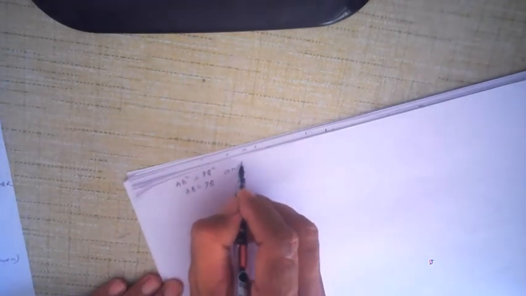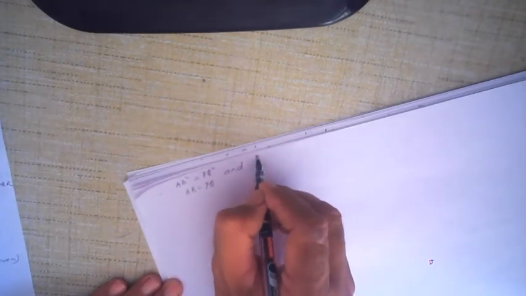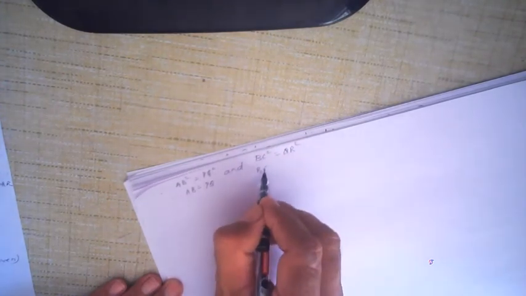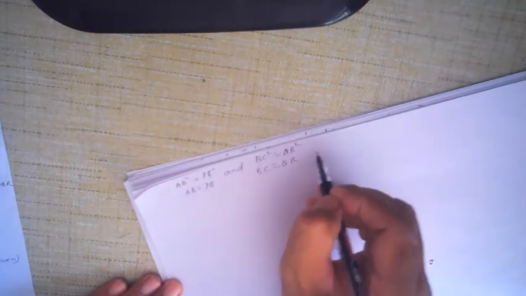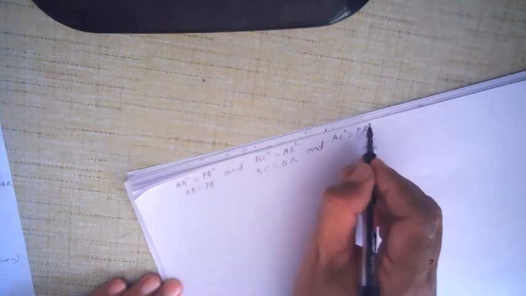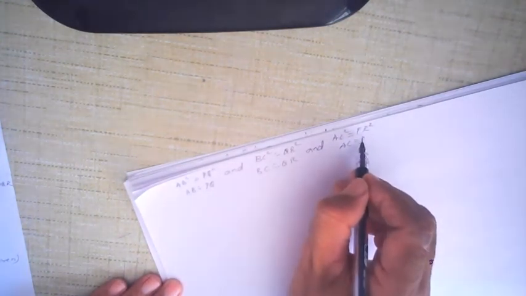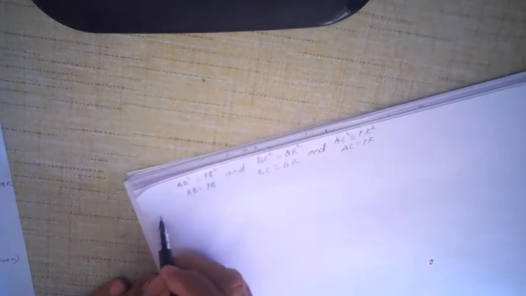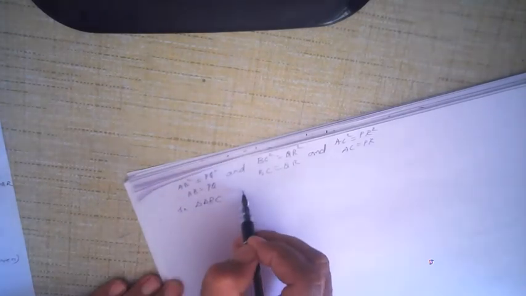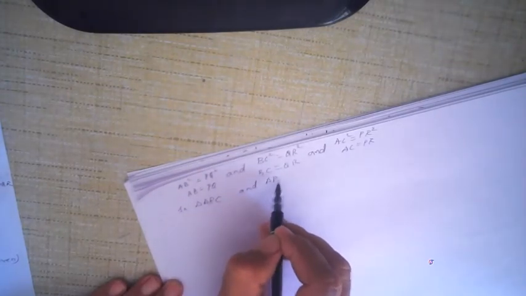So therefore AB is equal to PQ, and again BC square is equal to QR square. So BC is equal to QR. And third one, AC square is equal to PR square. So therefore AC is equal to PR. So therefore in triangle ABC and triangle PQR, all the sides are congruent.